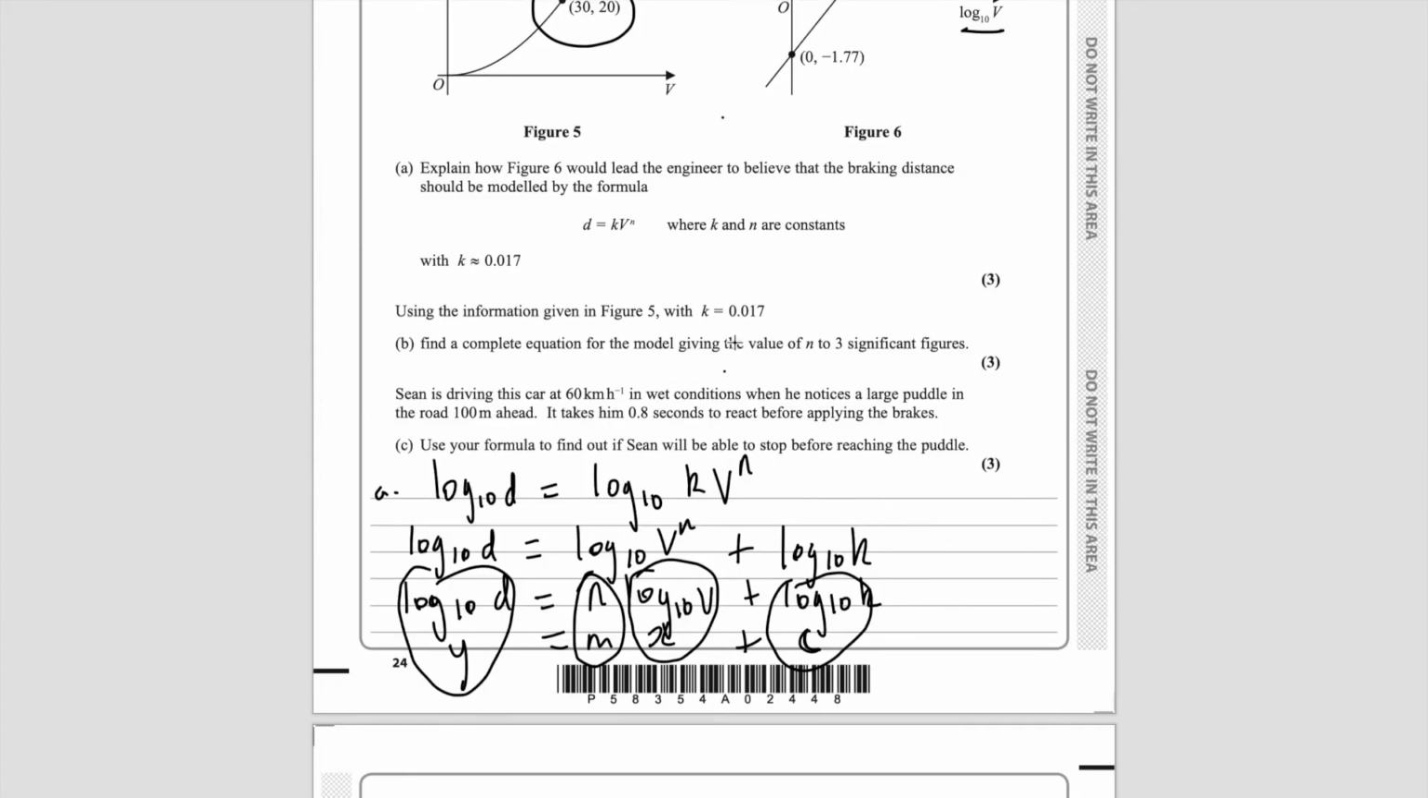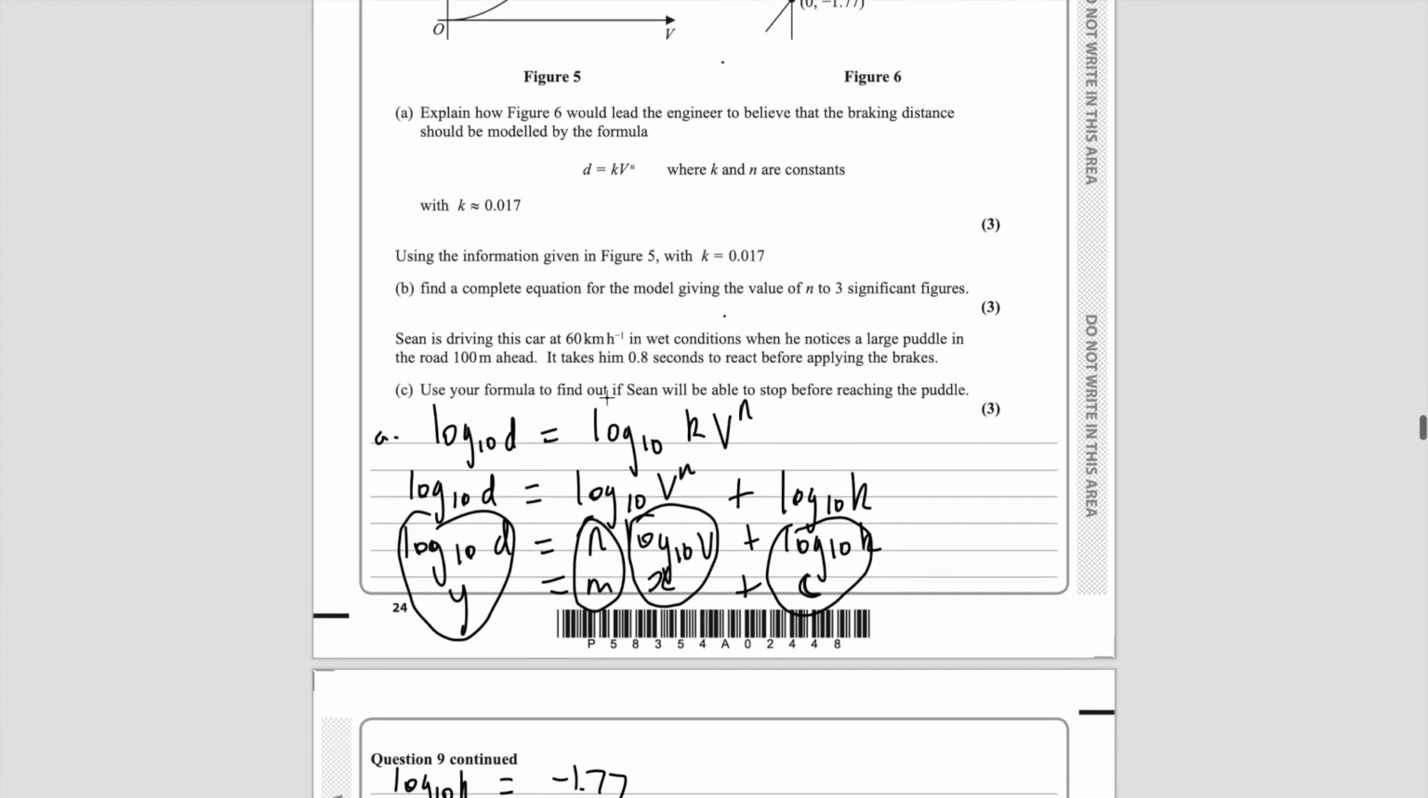For part C of this question, we're given an extra sentence to read. We're told that Sean is driving this car at 60 kilometers per hour in wet conditions when he notices a large puddle in the road 100 meters ahead. It takes him 0.8 seconds to react before applying the brakes. And we're told in part C to use our formula, d equals k multiplied by v to the n, to find out if Sean will be able to stop before reaching the puddle. So from the point he sees the puddle to the point the car stops, we ultimately want that distance to be less than 100 meters, so it stops before he reaches the puddle.